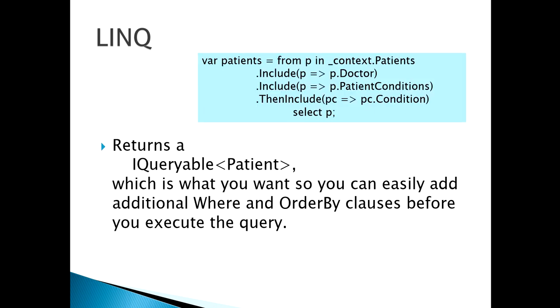So, rewriting the same query in the query expression syntax: from p in context.Patients, with my two includes for Doctor and PatientConditions, and then ThenInclude Condition. I just say select p. You might say, well, that's exactly the same thing. Yes, and it really does return the exact same information, but the difference is it returns an IQueryable of Patient, right?